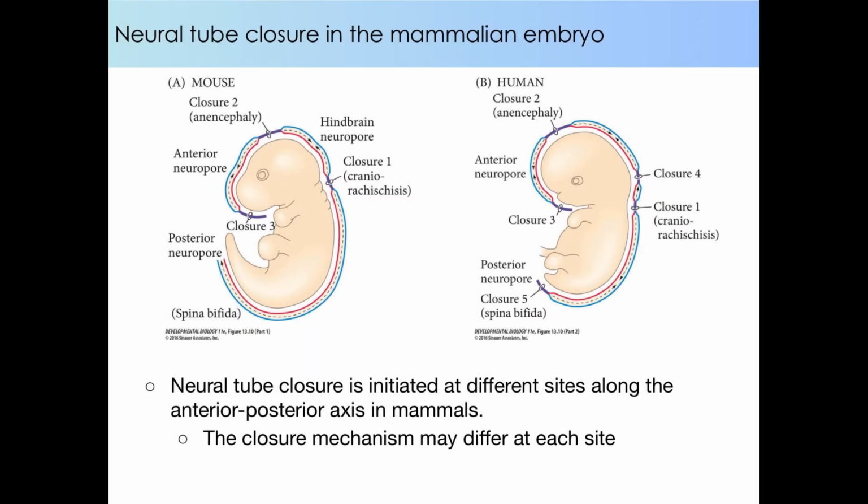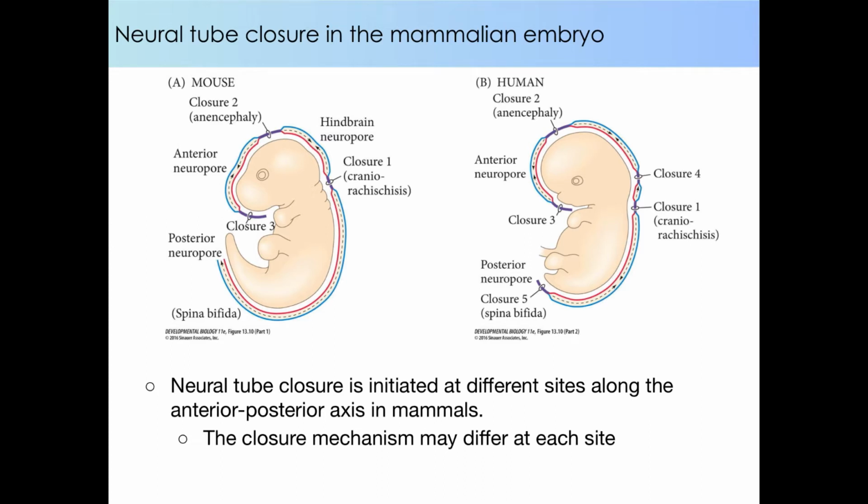The closure of the neural tube does not happen at the same time along the entire anterior-posterior axis. Recall that in the chick, which is not shown here, the posterior portion of the embryo is still undergoing gastrulation as neurulation is happening anteriorly. And the closure of the neural tube begins at the level of the midbrain in the chick embryo.